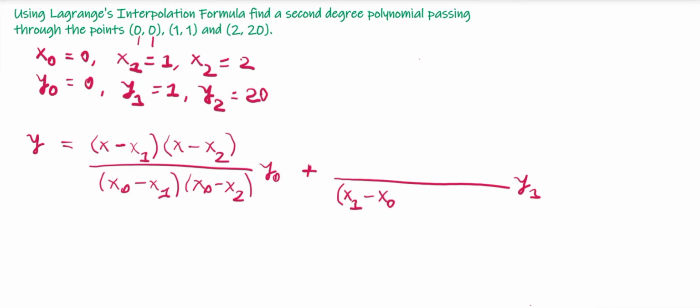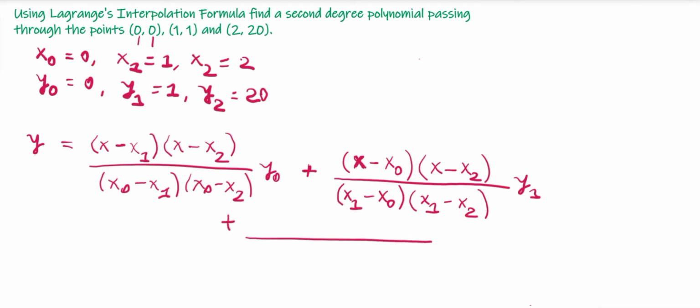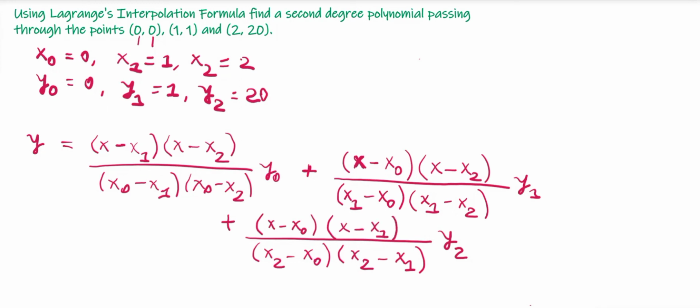For the second term, it's multiplied by y1, so in the denominator it will be x1 minus x0 into x1 minus x2, and in the numerator it will be x minus x0 into x minus x2, plus third term is multiplied by y2. So in the denominator it will start from x2, which is x2 minus x0 into x2 minus x1, and in the numerator it will be x minus x0 into x minus x1. If you find it convenient by using some other trick, then you can remember the formula in that way. Now we'll just input the values.